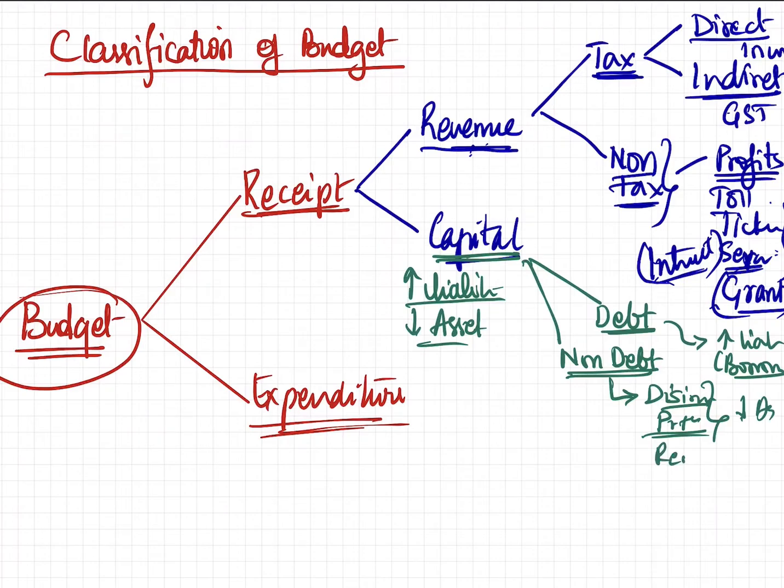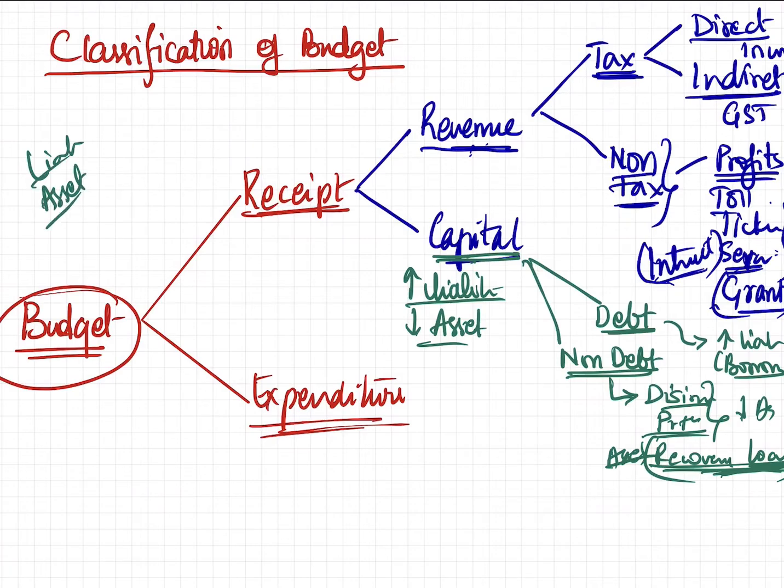Similarly, recovery of loan. When the government of India would have given a loan to a state government, the state government pays back the loan. So the loan recovered is a capital receipt. Why is loan recovery a capital receipt? Because the loan was an asset. Why was it an asset? Because the government was earning interest from it. Now when they have recovered the loan, they will not receive the interest any longer. So it is not an asset anymore. So the asset is reduced. So therefore it is a capital receipt. So this classification is solely on the basis of liability and asset.